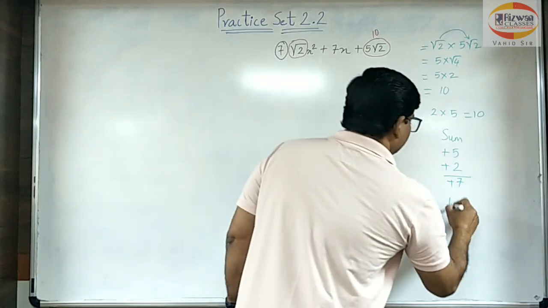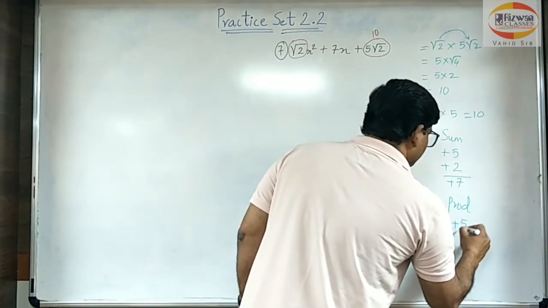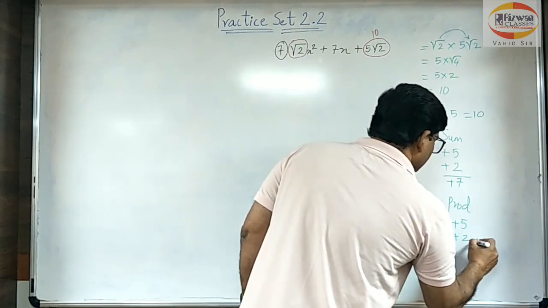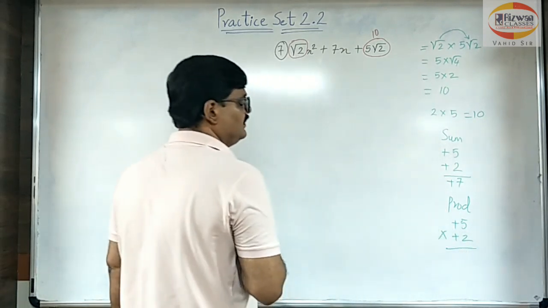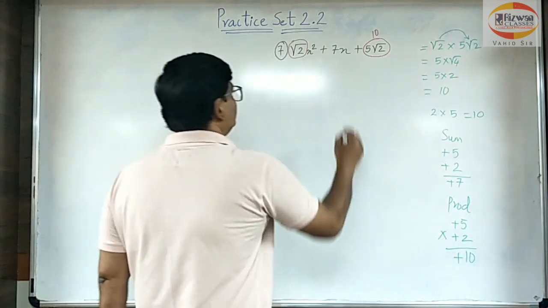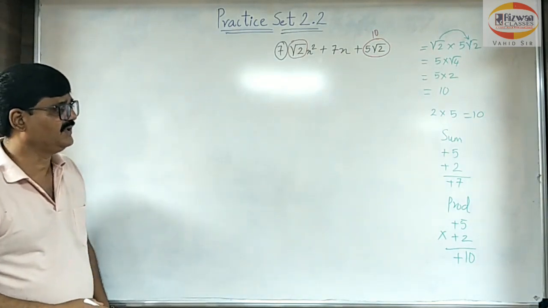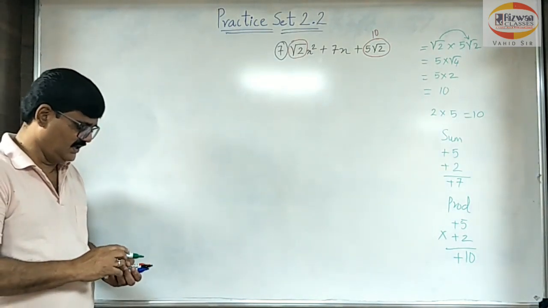Let's multiply to check. Plus 5 multiplied by 2, that is 2 into 5 is 10, and plus into plus is plus. So you get plus 10, and the sum gives plus 7. So my factors are okay.